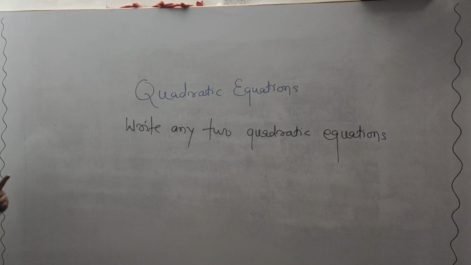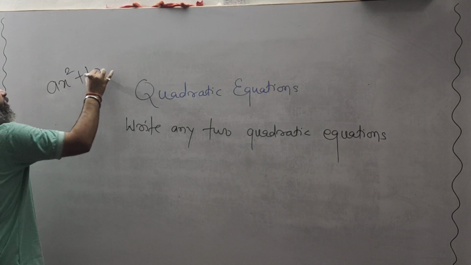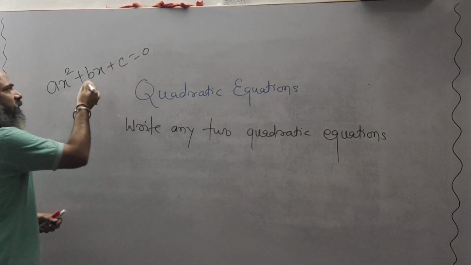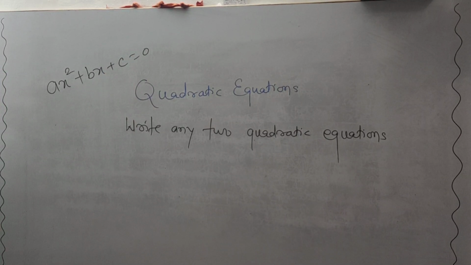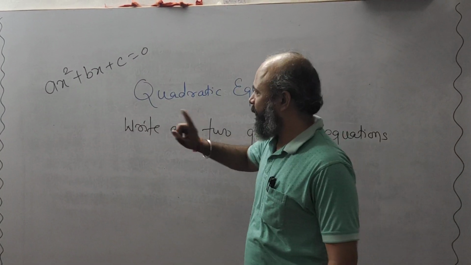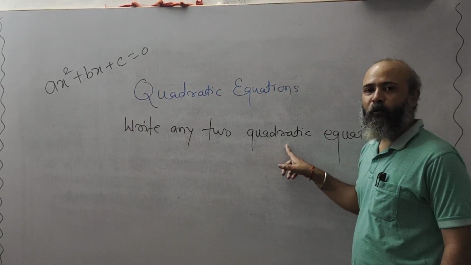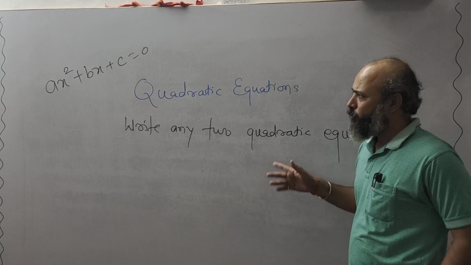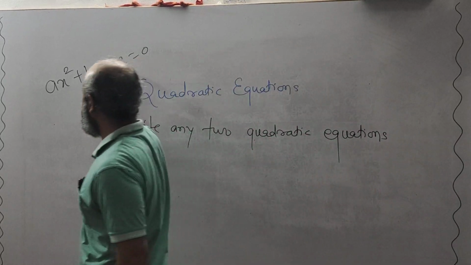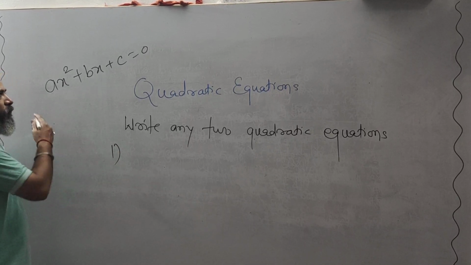So what is the form of a quadratic equation? You know very well: ax² + bx + c = 0. This is the standard form of the quadratic equation. If you write any equation of this form, then it will be a quadratic equation. Just put the values of a, b and c, and you will get different quadratic equations.